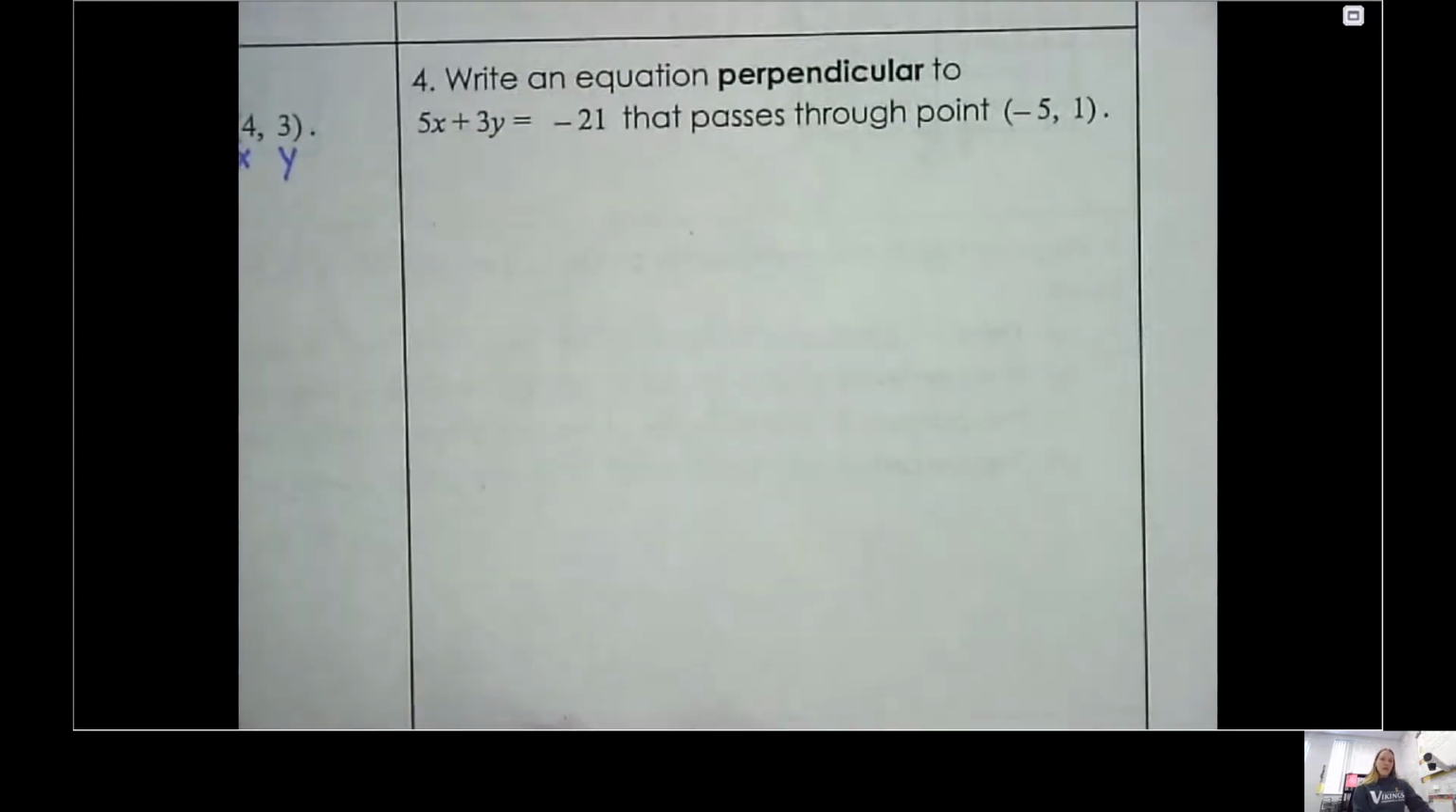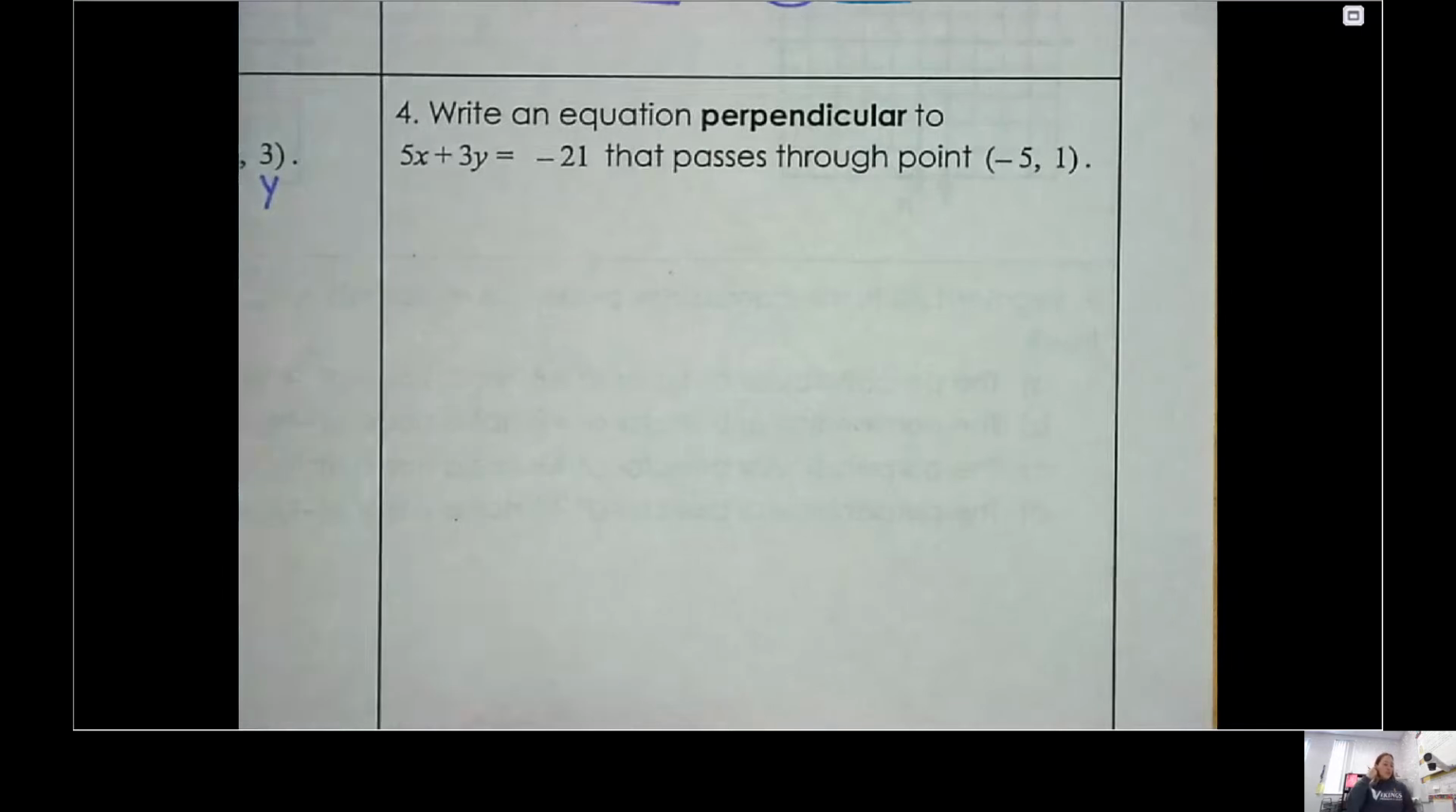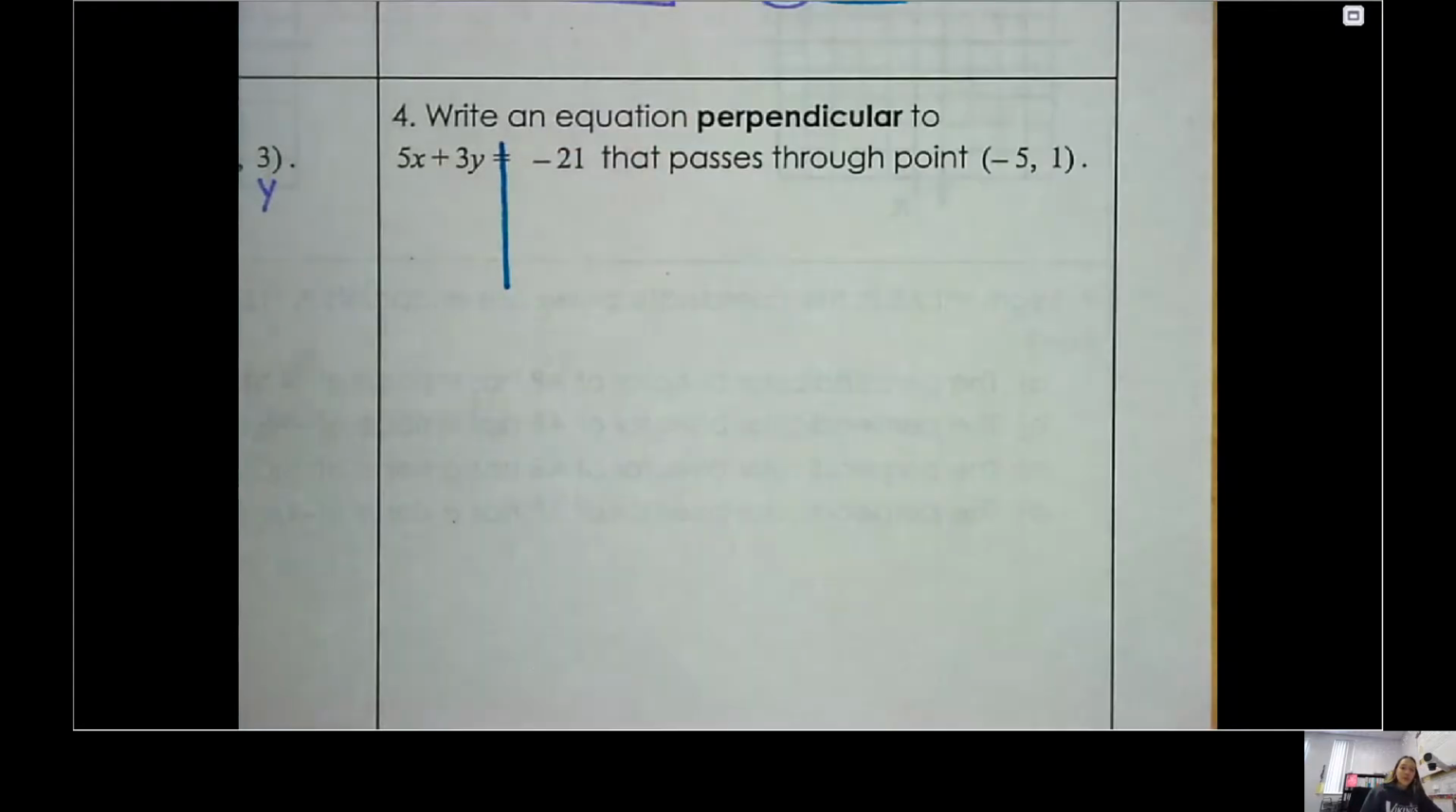Okay, for number 4, you're writing the equation perpendicular to this equation here that passes through the point negative 5, 1. So the first step is just to rewrite the equation in slope-intercept form. So that's what I'm going to do first. I want to get the y by itself, so I subtract 5x from both sides.